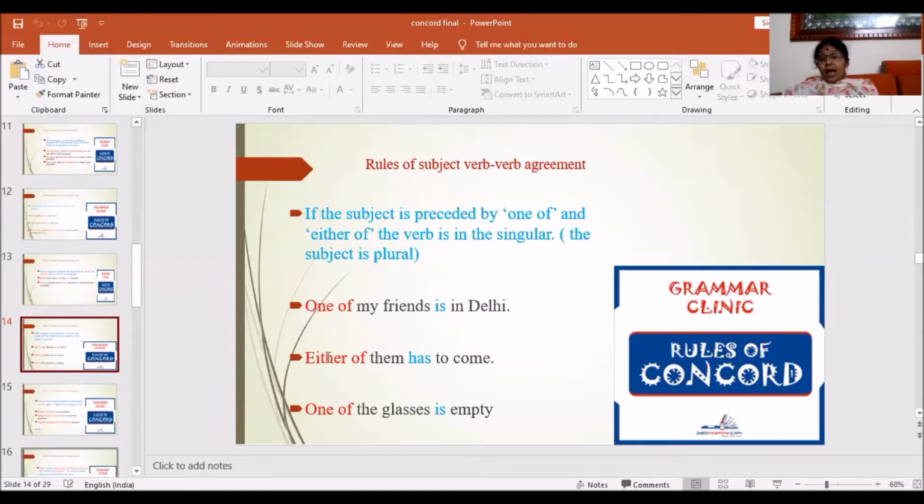Look at this. Either of them has to come. Them is plural, preceded by either of, so your verb should be singular. One of the glasses is empty. Though glasses is plural, it is preceded by one of, so your verb should be singular. So what do we learn? If the subject is preceded by one of or either of, the verb is in the singular, right? Example, one of my friends is in Delhi. Either of them has to come. One of the glasses is empty.